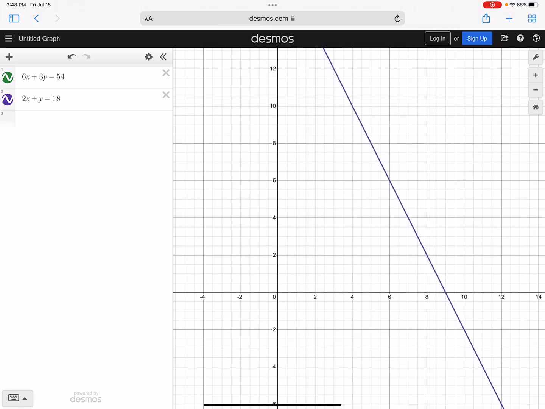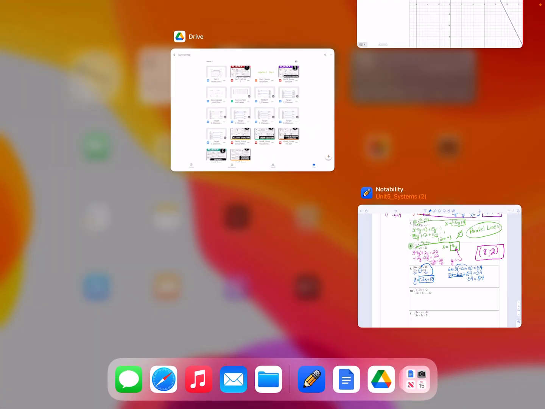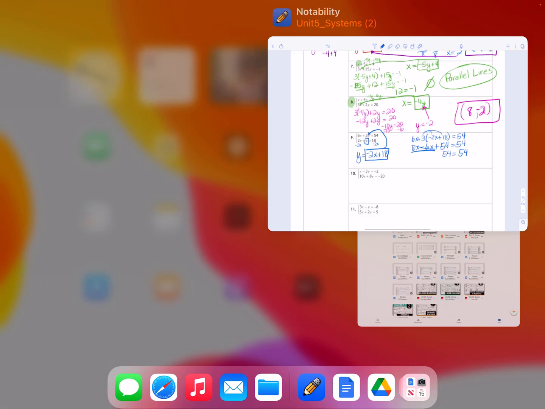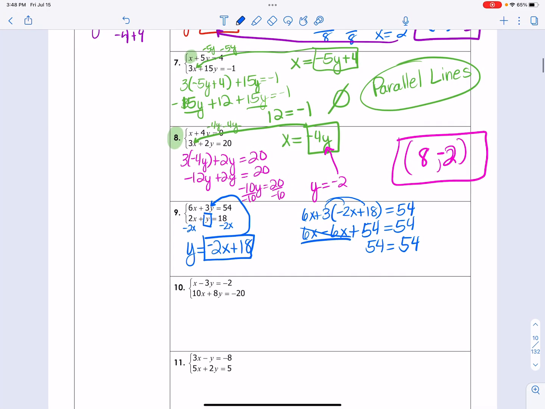When they simplify and they're equal to each other, we did this in a past chapter, that would mean it's all solutions. But that's not what I want you to write in this chapter, because all solutions means they are actually the same line. If your variables cancel and they don't equal, like on number 7, they're parallel lines. If they cancel and they do equal, they're the same line.